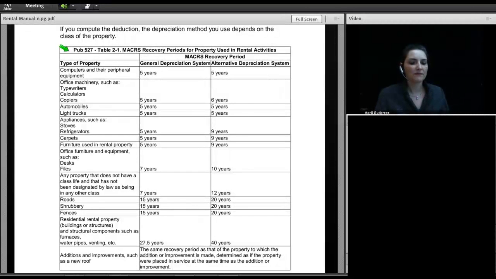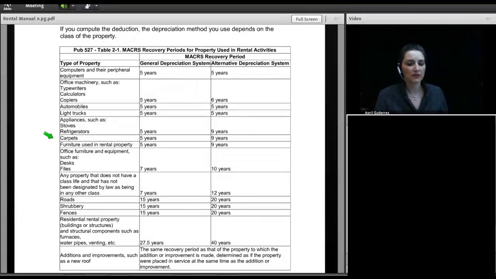Okay, and this table comes from Publication 527. I thought it would be helpful and relevant to stick it in the manual for you today. It shows the MACRS recovery periods for properties used in rental activities, the type of property that could be used in a rental activity, and the depreciable life that property has under the general depreciation system and under the alternative depreciation system, or ADS. What is most relevant in here is that appliances such as stoves and refrigerators do have a 5-year life when they are used for rental. But those same appliances, if they were used, say, in a commercial restaurant business, would be 7-year property. So the lives given to certain assets for rental purposes are different.